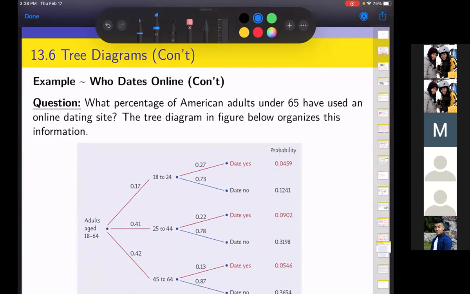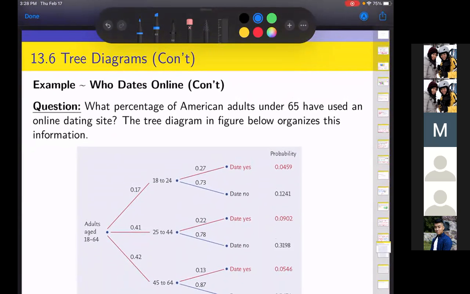Okay, so if I was you, my very first branch, my original one, is going to be adults under 65 years old, right? Adults under 65 years old. Don't worry about the numbers yet. I want you to be able to do the branches first. So how many age groups under 65? Three, right? 18 to 24, 25 to 44, and 45 to 64. Don't worry about the numbers, not just yet. Be able to branch it out.